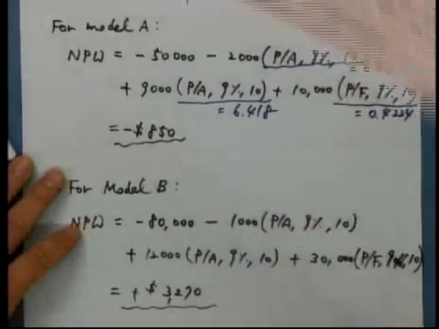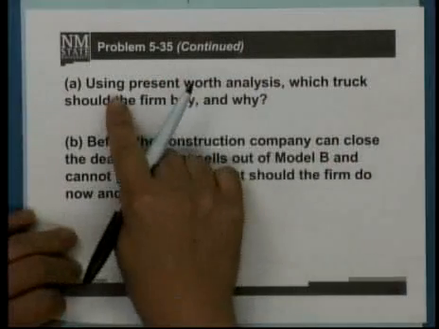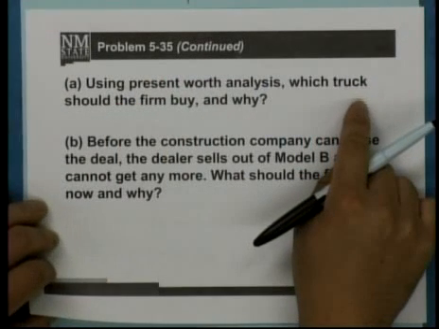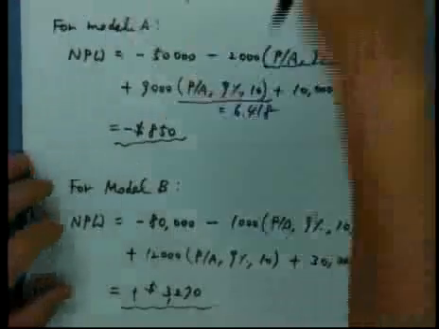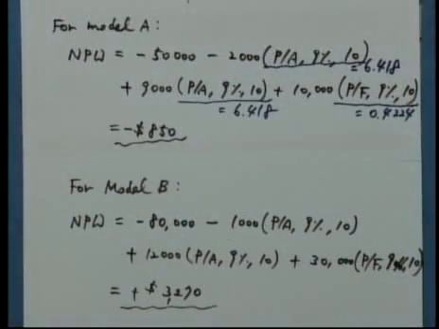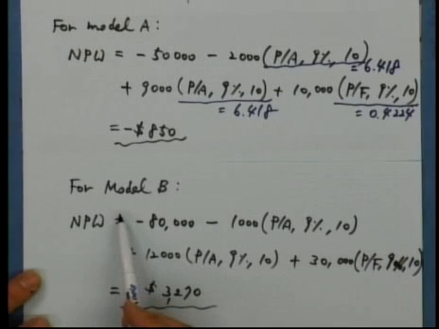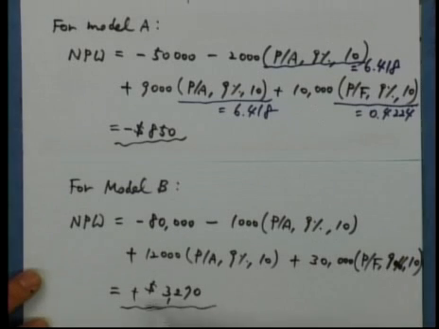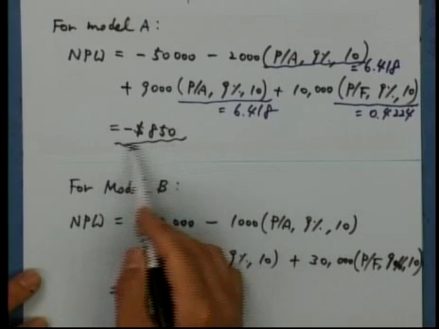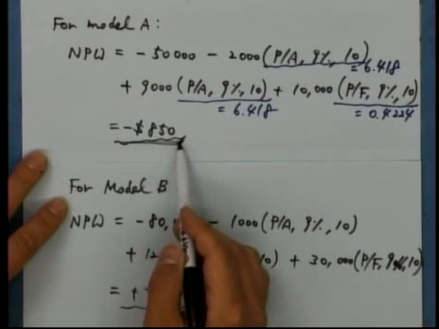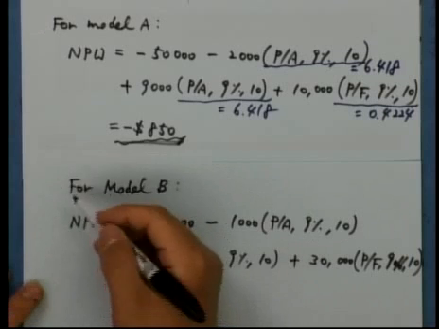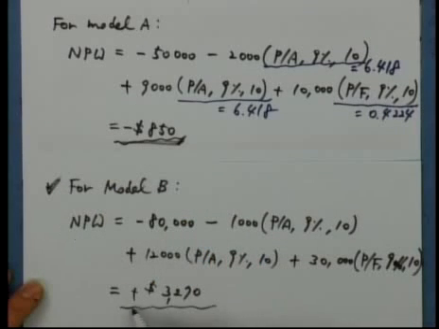So question A is, using present worth analysis, which truck should the firm buy and why? Obviously, the firm should buy the Model B truck, right? They should buy Model B because it has a positive net present worth value. Model A has negative net present worth. Okay? So Model B should be purchased because it provides positive net present worth.